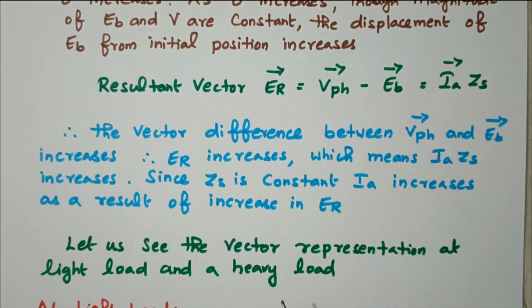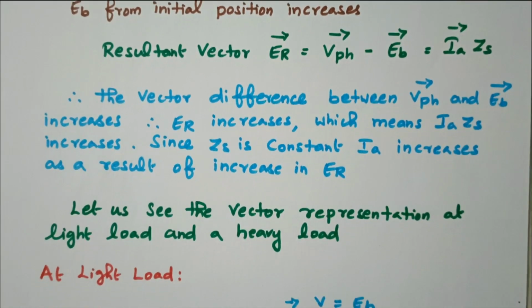Now let us see the vector representation at light load and heavy load. The topic is variable load and constant excitation. In variable load we have two cases, light load and heavy load. Now we'll see the light load.